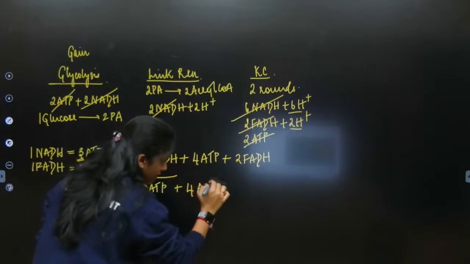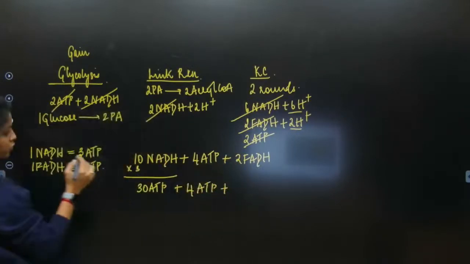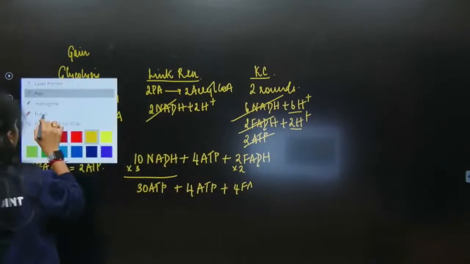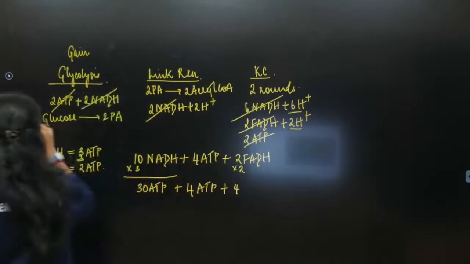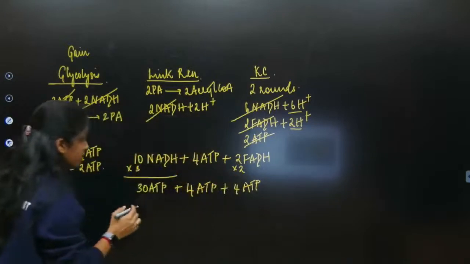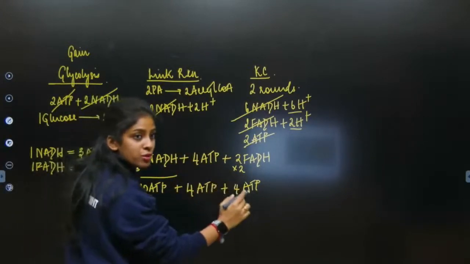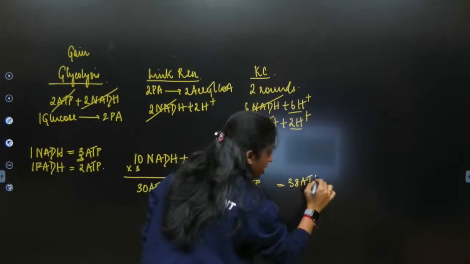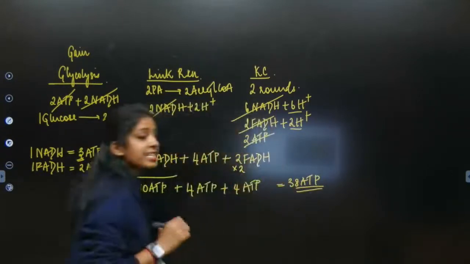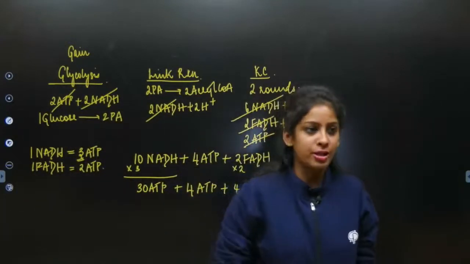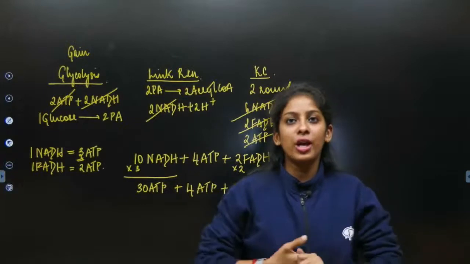So I write as such. Now FADH2, so into 2. How much do I have? I have 2 FADH2, so it will be 4 ATP, sorry. Now count how many ATP we have: 34 plus 4. So totally at the end of aerobic respiration, before your ETC, you have 38 ATP molecules. Clear? Yes? Any doubt? So far you're clear with aerobic respiration.